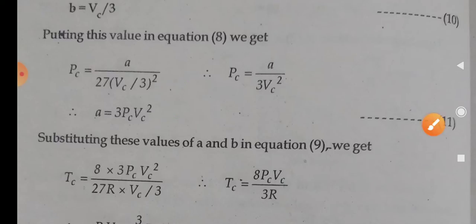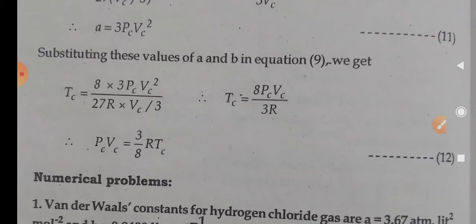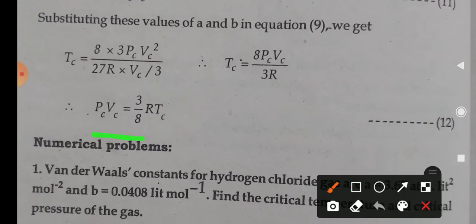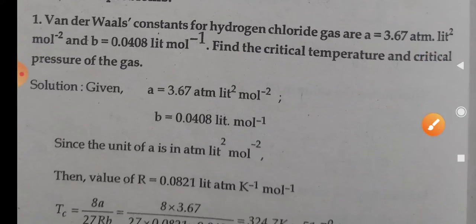Substituting these values of A and B in equation 9, we get the equation PC VC is equal to 3 by 8 RTC. So these are the different formulas by using which we can solve the numericals.